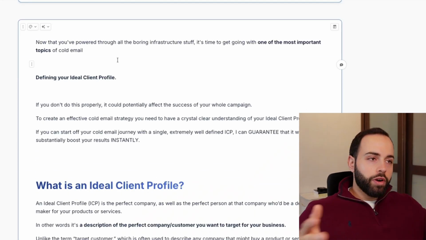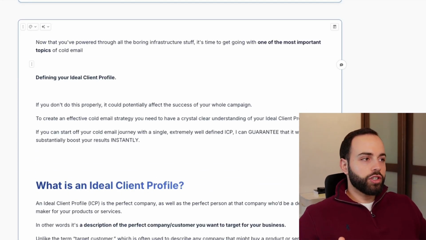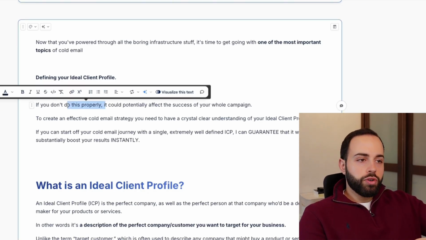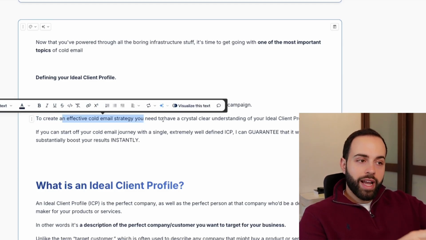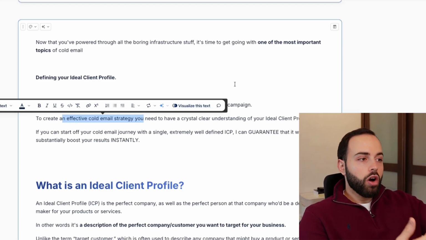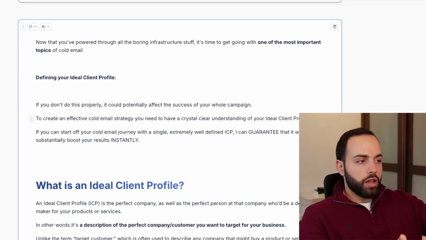Now that essentially you've powered through all the boring stuff, which is the infrastructure, it's time to get into one of the most important topics of cold email, and that is defining your ideal client profile. If you don't do this properly, it could potentially affect the success of your entire campaign. And to create an effective cold email strategy, you need to have a crystal clear understanding and a crystal clear picture of your ideal client profile. In other words, your ICP.